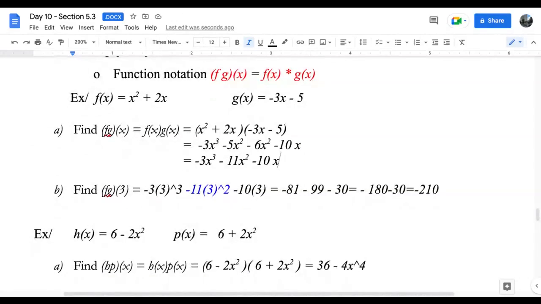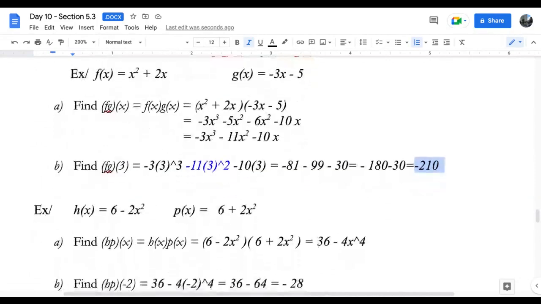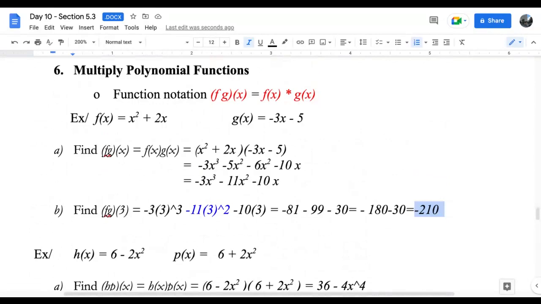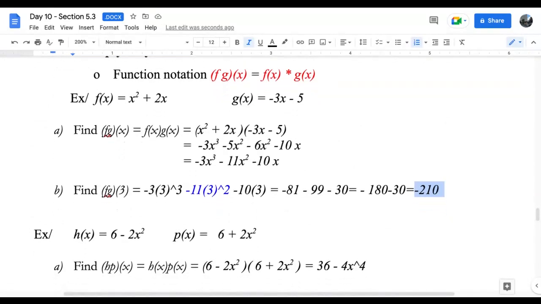Of course, we can evaluate at any given x value. So if we multiply the two functions f and g and want to evaluate at 3, we just plug in 3 for x, then do the calculation and get a number. Anyone has any questions? It's exactly the same as multiplying polynomials, right?